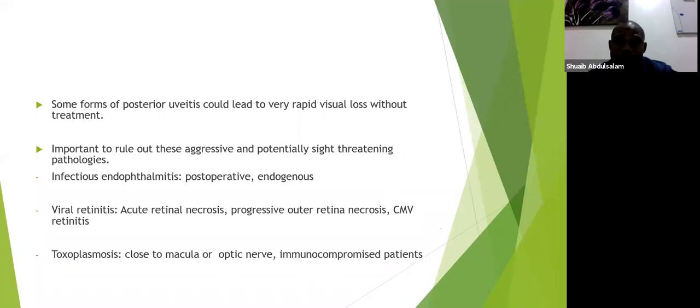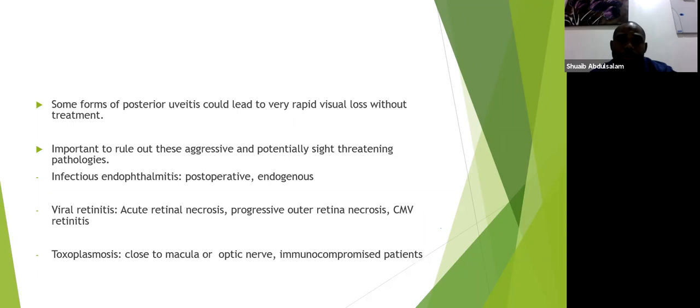Then, of course, your endogenous endophthalmitis, you have to think of a focus of infection in other parts of the body. Then it could also be seen in intravenous drug users, and also people with immunosuppression.